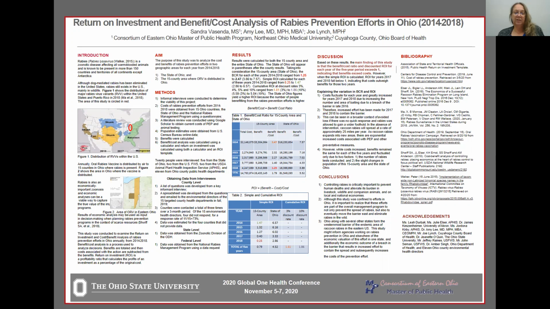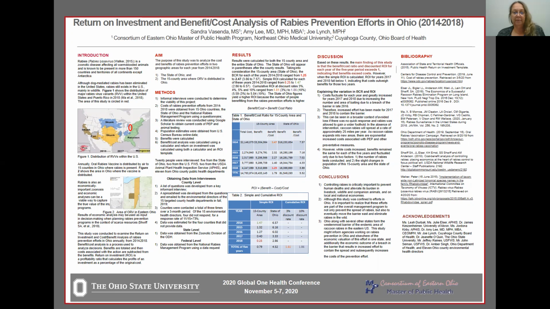Ohio lies at the western border of the area where rabies is endemic in the eastern U.S., and it was thought that rabies prevention is focused here to prevent the disease from moving westward. Rabies is a zoonotic disease affecting all warm-blooded animals and is present in more than 150 countries and territories throughout the world. Although dog-mediated rabies has been eliminated in the U.S., rabies exists mainly in the wildlife population.